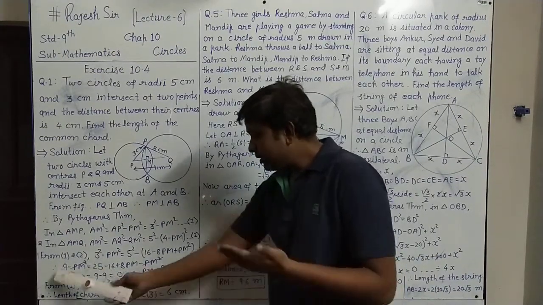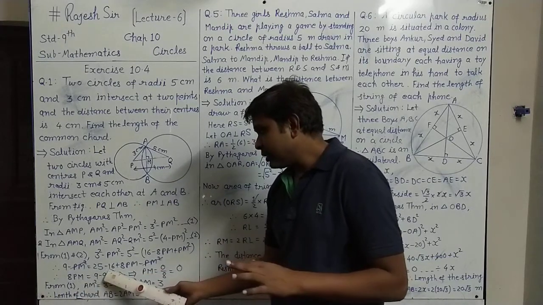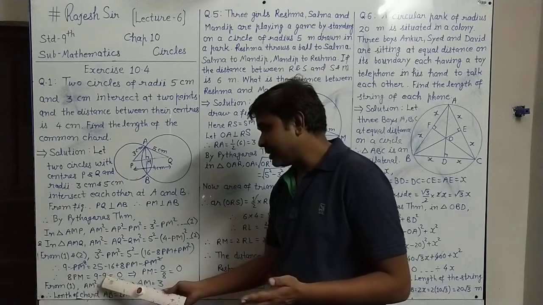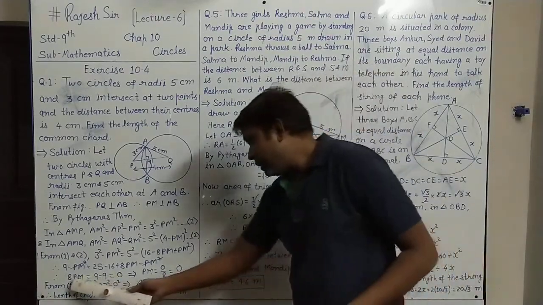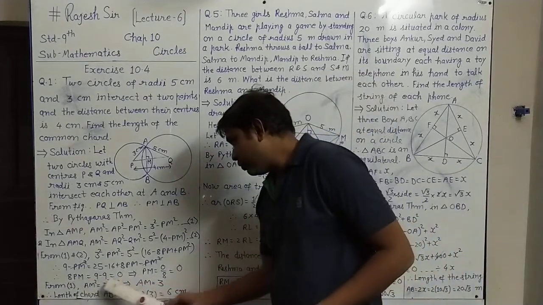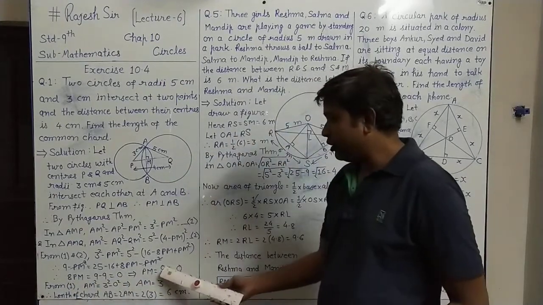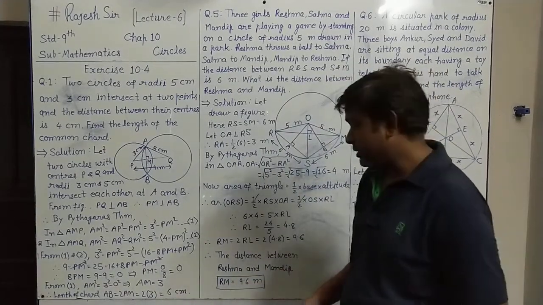On the left side, there was already 9. This 9, if I take on that side, becomes minus 9. So 9 minus 9 is 0. So 8 PM equals 0 we have. Therefore PM equals 0 upon 8, which is again 0 only. 0 upon anything is 0, that's why.